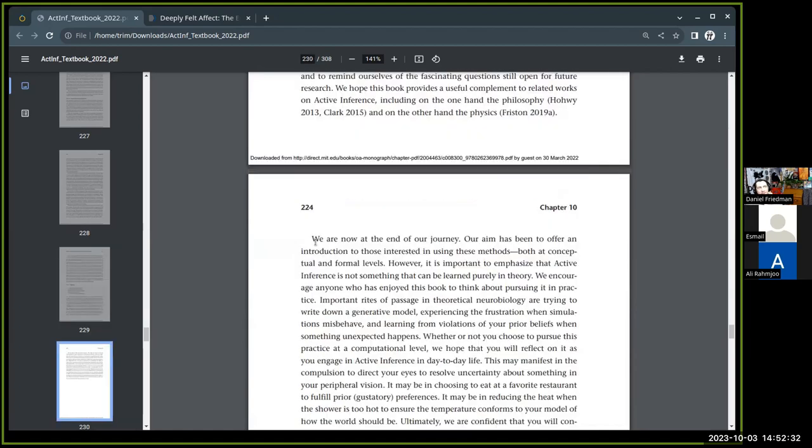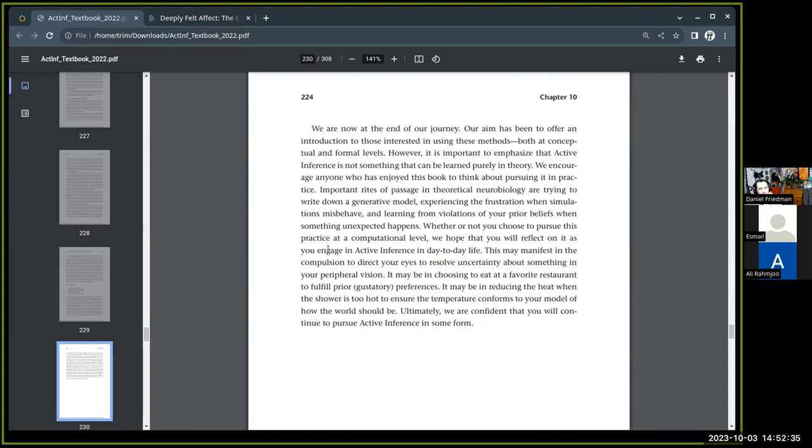How do you feel? And then the second paragraph is a quite direct perforation of the fourth wall. And they make a really pragmatic day-to-day point about our lives as people learning and applying active inference, which is: it is important to emphasize that active inference is not something that can be learned purely in theory. We encourage anyone who has enjoyed this book to think about pursuing it in practice. Important rites of passage in theoretical neurobiology, and eventually so many other fields too, are trying to write down a generative model, experiencing the frustration when simulations misbehave, and learning from violations of your prior belief when something unexpected happens.